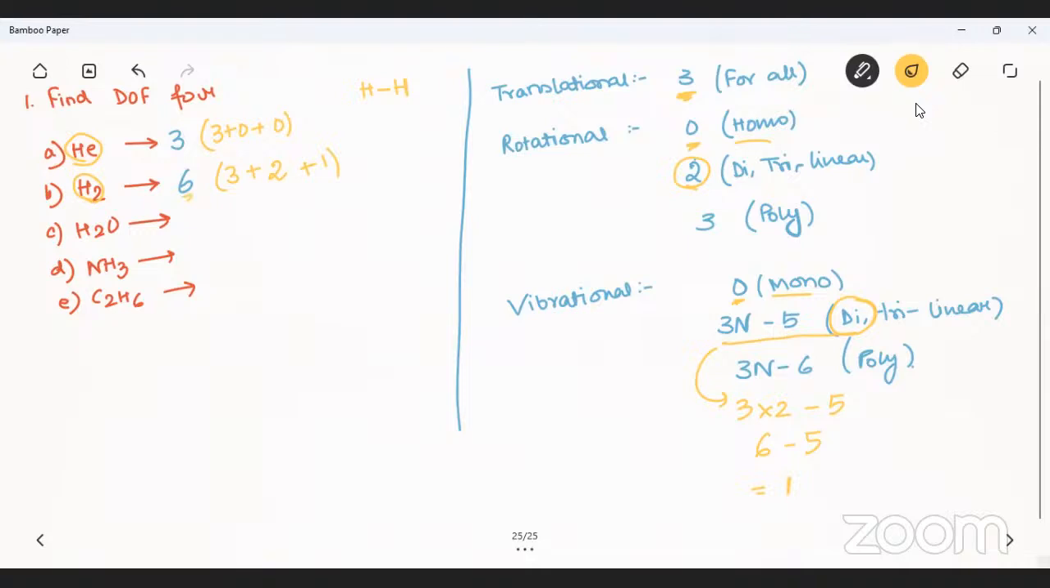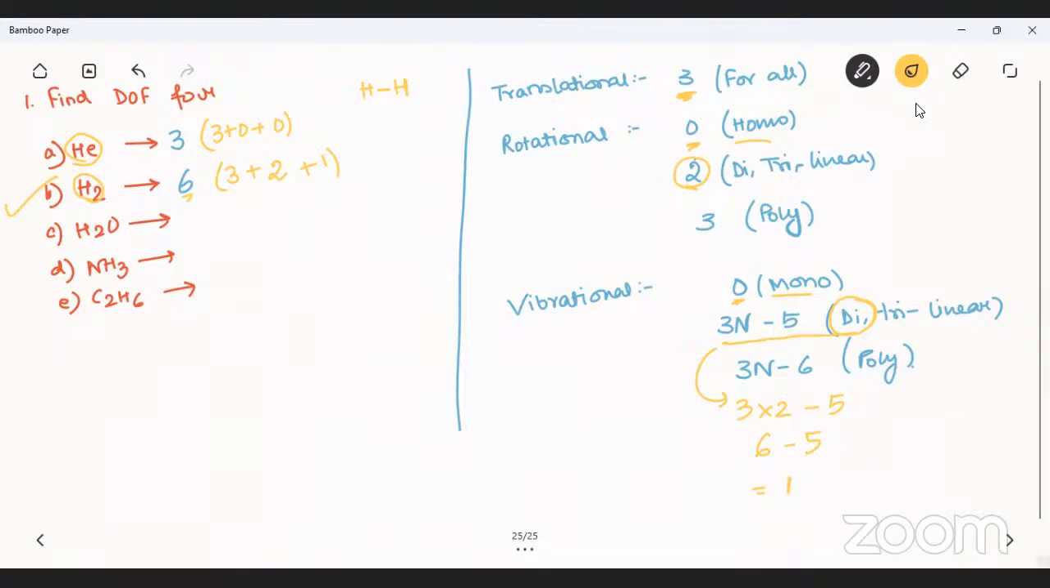Did you understand now? Yes, ma'am. Take a screenshot of this page. This is for hydrogen. Helium is simple, just this. Ma'am, can you explain hydrogen once again?